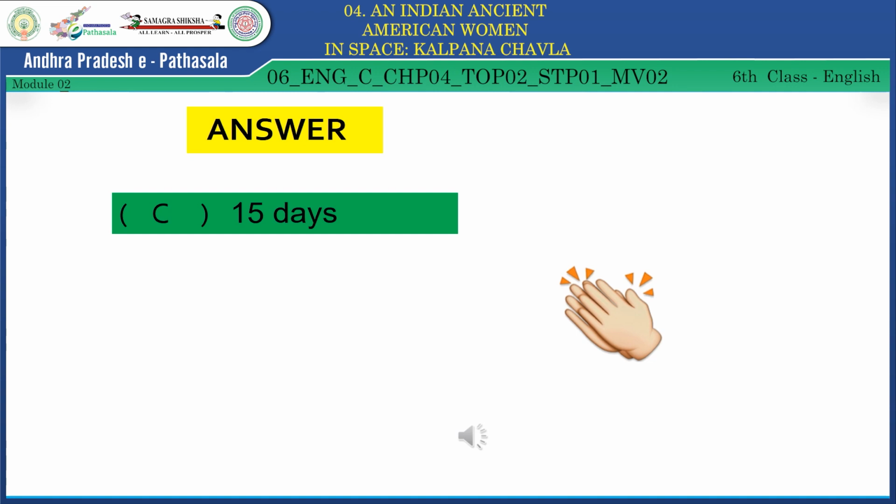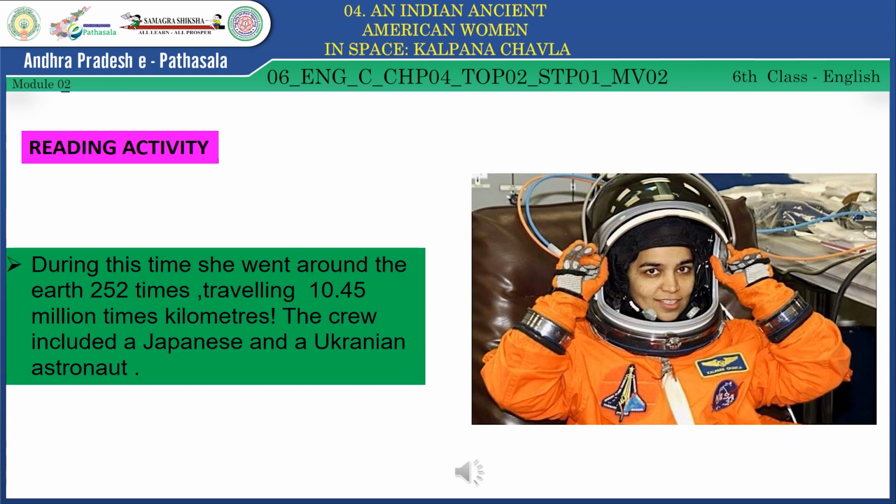Shall we see the second reading activity? During this time, she went around the earth 252 times, traveling 10.45 million kilometers. The crew included a Japanese and a Ukrainian astronaut.